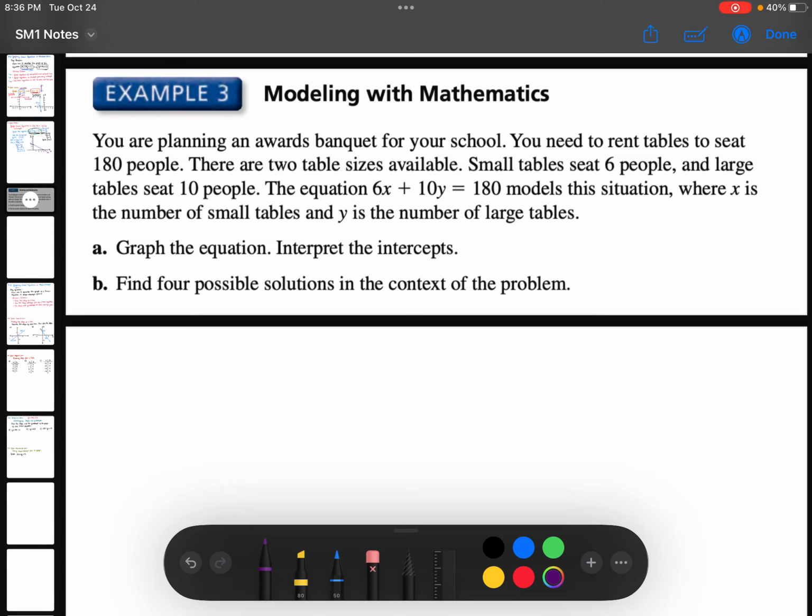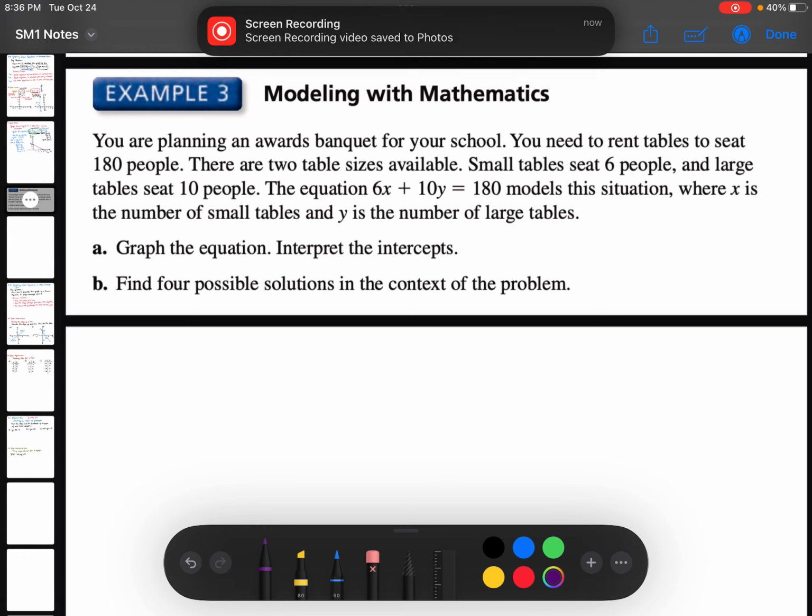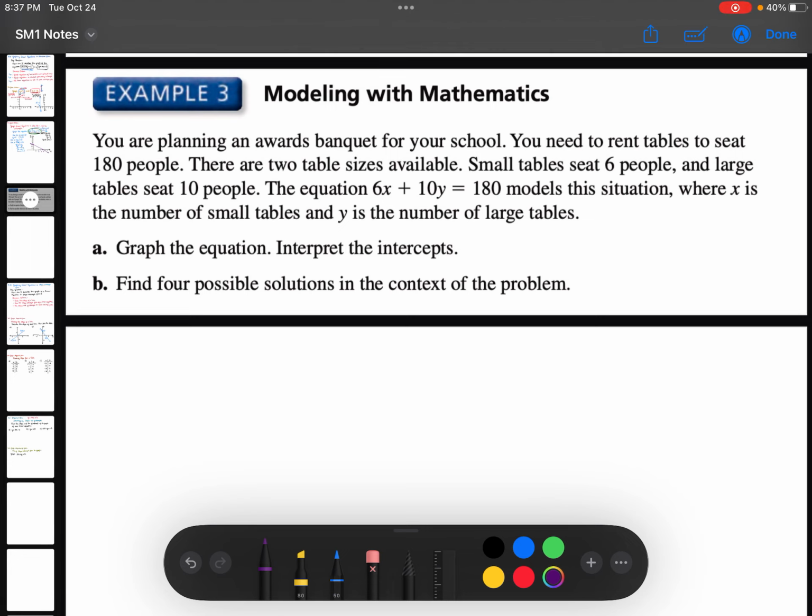Real life problem situation, we're going to model. Model is taking into account a real life situation and using mathematics to try to understand it and predict what happens with whatever I am studying or analyzing. I'm going to read the problem here with you.